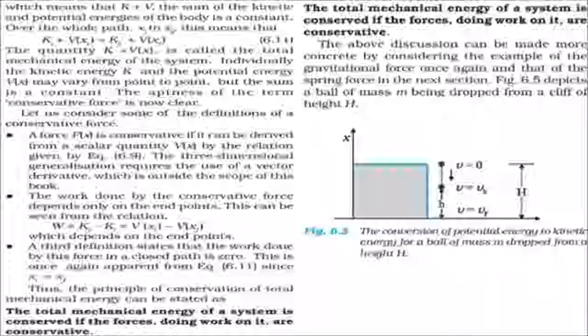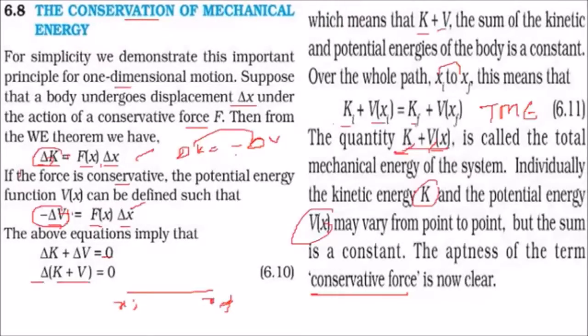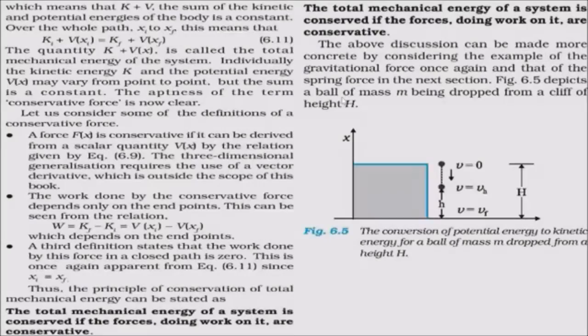So there are some definitions of a conservative force. The force F(x) is conservative if it can be derived from a scalar quantity, the potential energy, by an equation, and we have already seen this equation. Then the three-dimensional generalization will require the use of a vector derivative, which we'll discuss later. The work done by a conservative force depends only on the final and initial position, that is the endpoints. So the work done is Kf minus Ki, which is V(xi) minus V(xf). This is the kinetic energy difference, this is the potential energy difference.